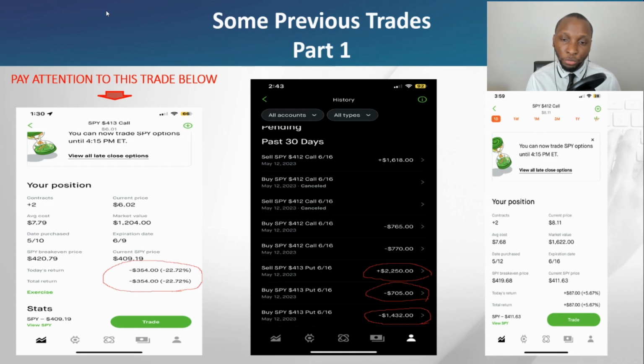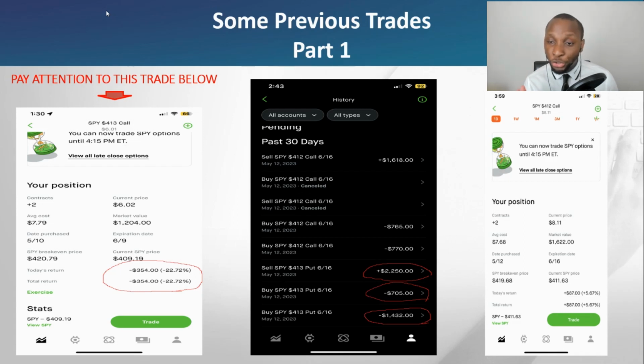So 2,250 minus 705 and then minus $1,432. So the profit is about $113, and you can see the date. It was on Friday, May 12th. So this is one of the trades I did that day, and this is the profit.